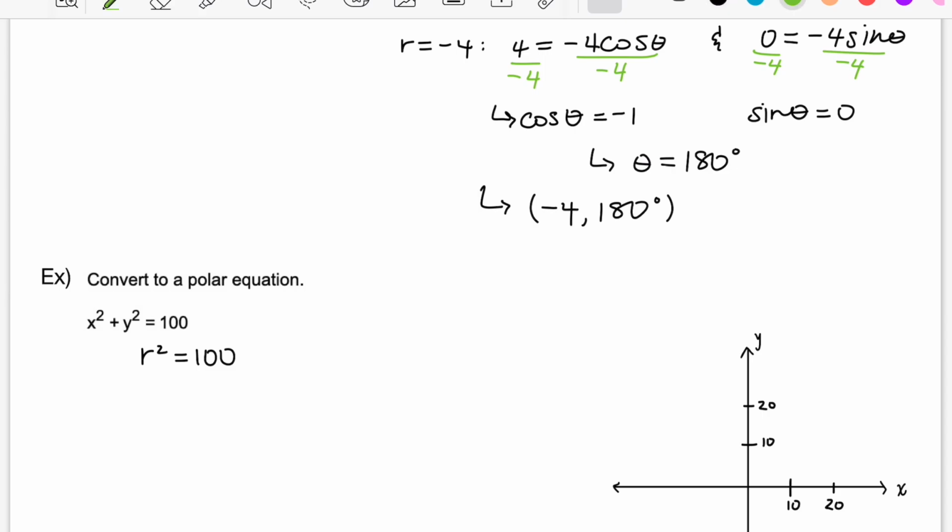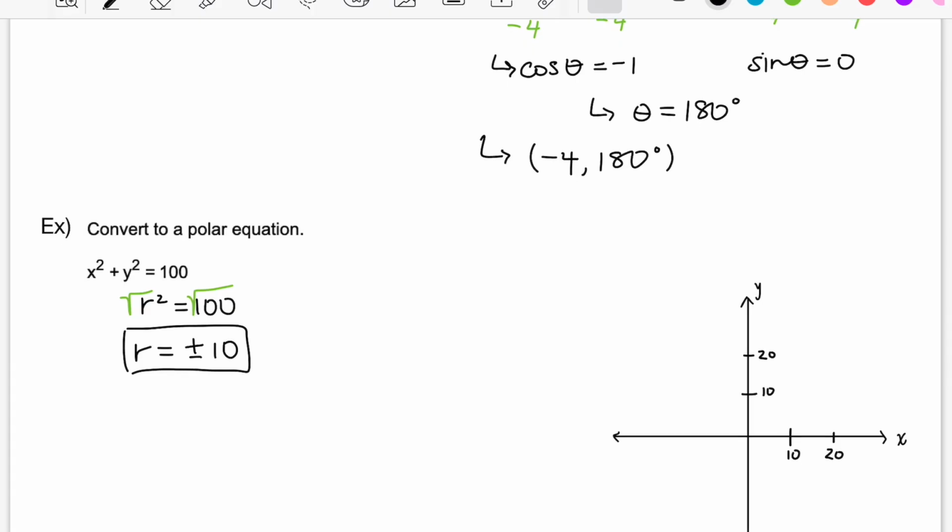Now solving for r here, take the square root of both sides. So this tells us r is going to be equal to plus or minus 10. And that would be our final answer here. And so this ends up actually just being an equation of a circle with center at the origin and radius 10. And that's given by this graph here. So we just have a circle with radius 10. Something like that there.